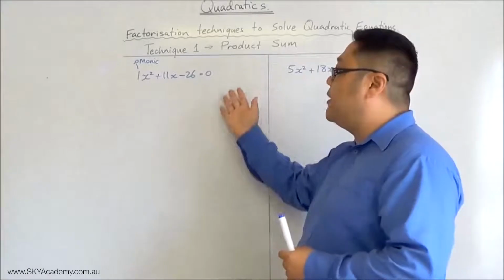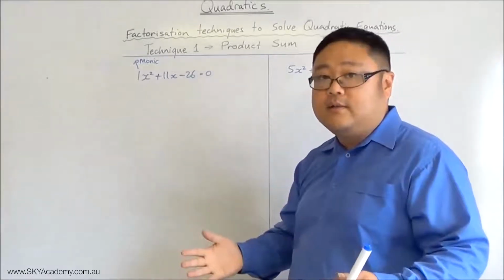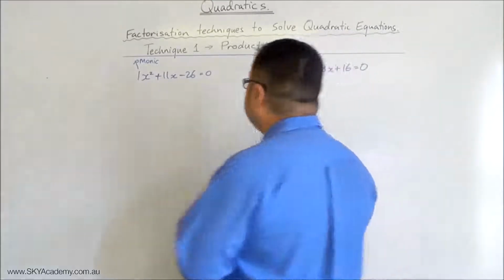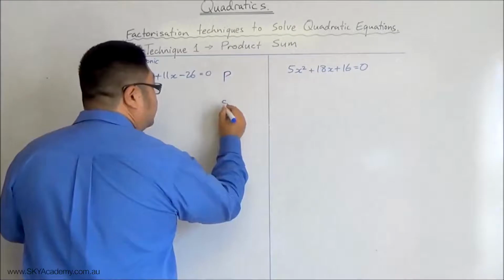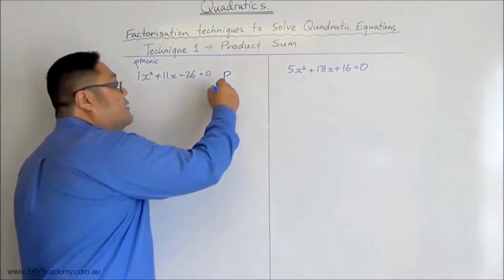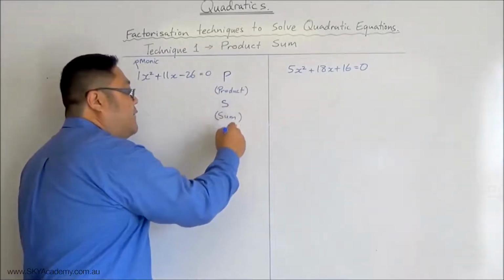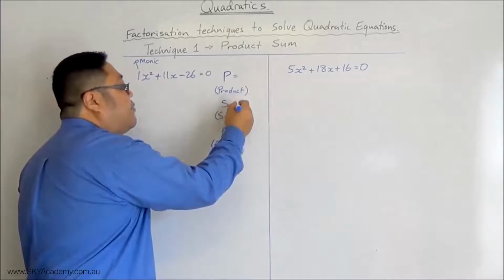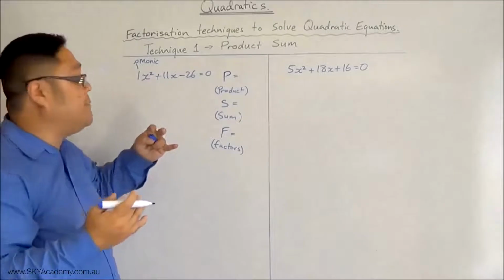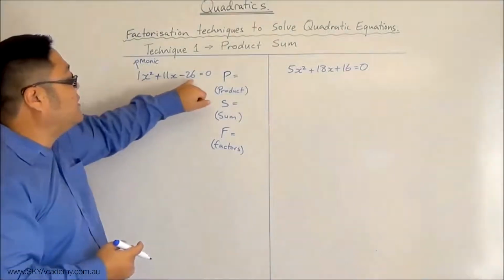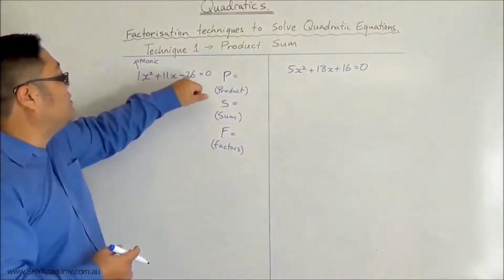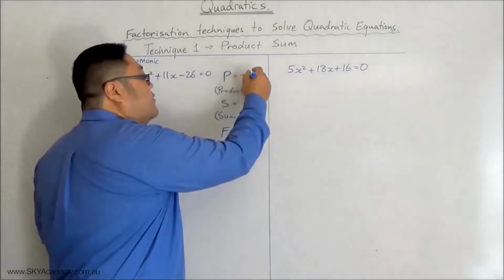The way the product sum method works is that we start by writing 3 letters up on the board. First letter is P, second letter is S, third letter is F. P stands for product, S stands for sum, and F stands for factors. Our product will always be what happens when we multiply our first and our third term, our a and our c. So 1 times negative 26 is negative 26.